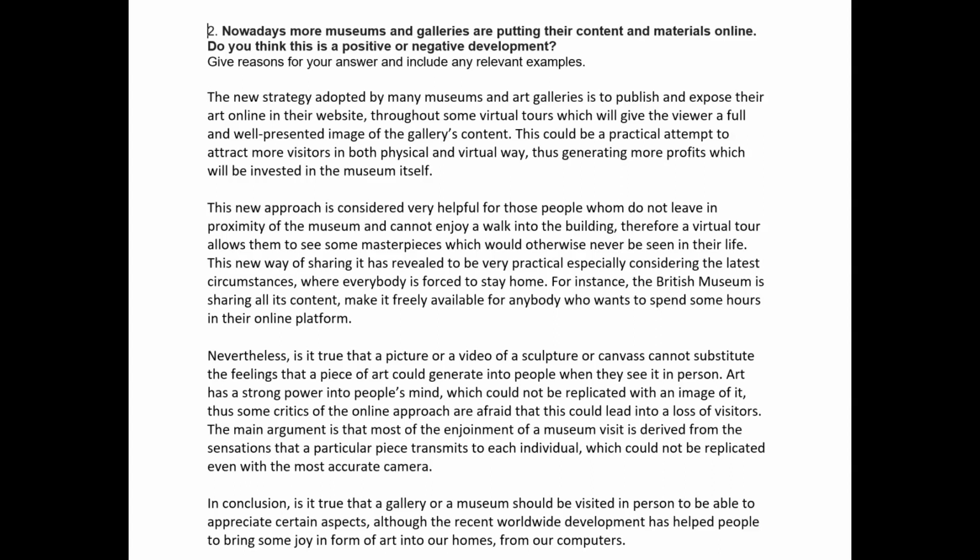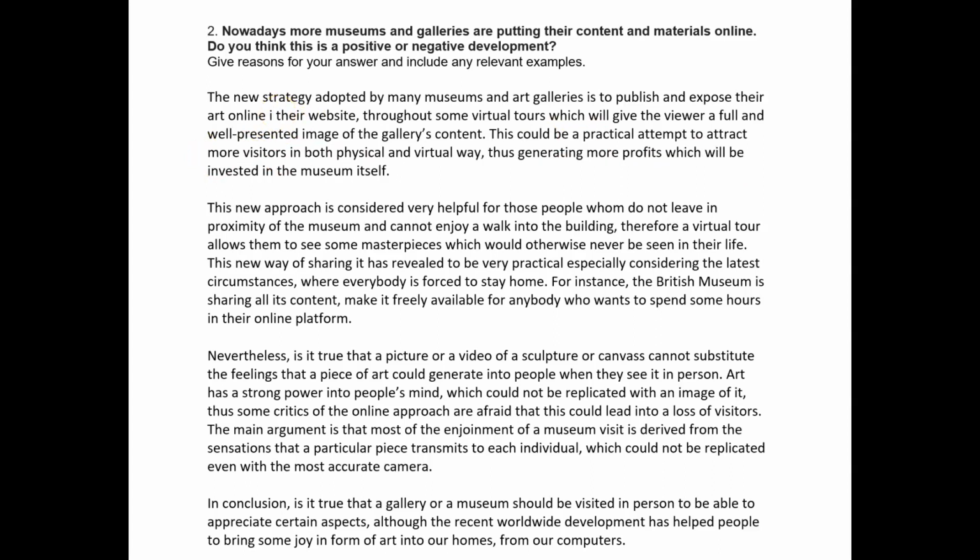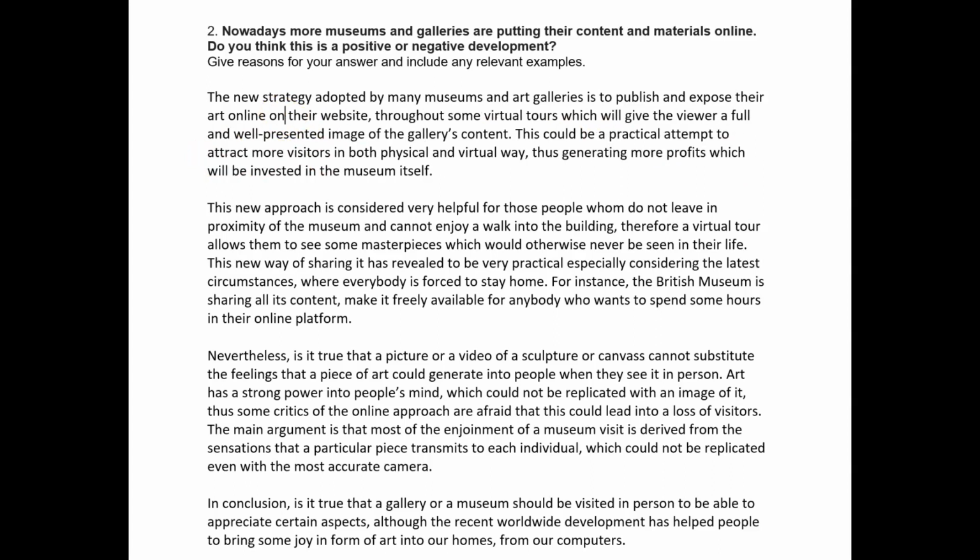Okay, so the new strategy adopted by many museums and galleries is to publish and expose their art online on their website. Online on their website, we would have to have here. On their website. Throughout some virtual tours, which will give the viewer a full and well-presented image of the gallery's content. Fabulous.